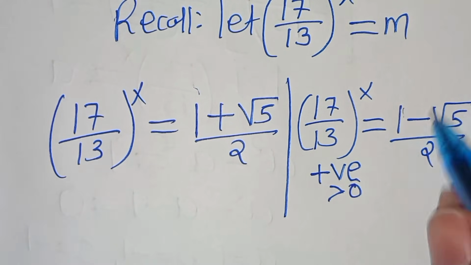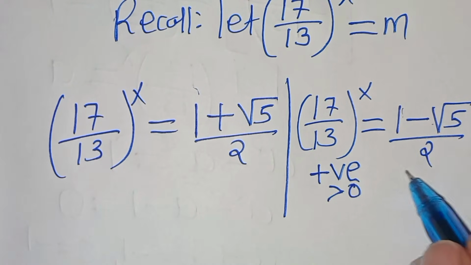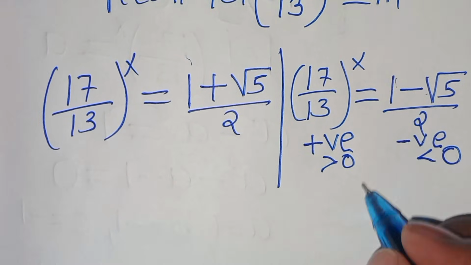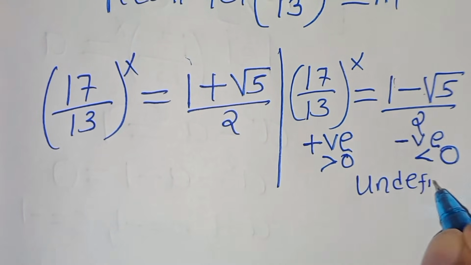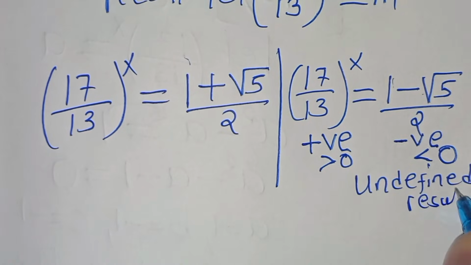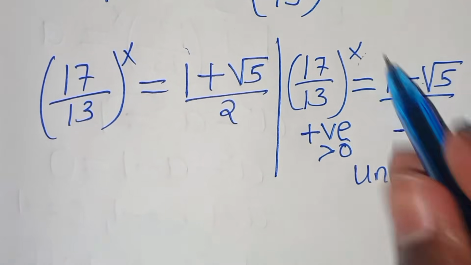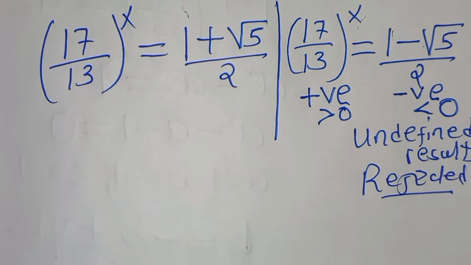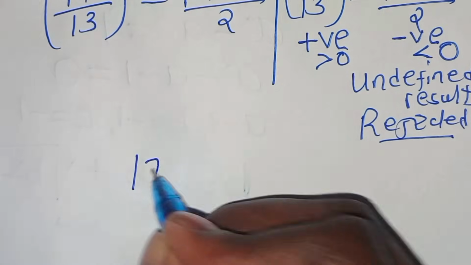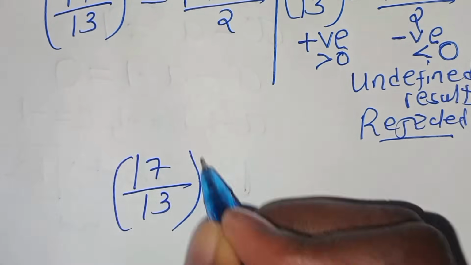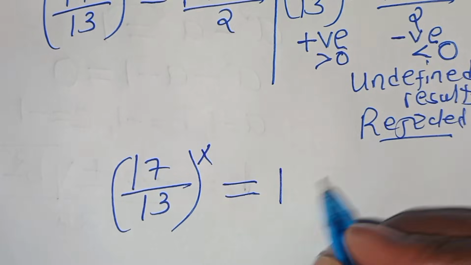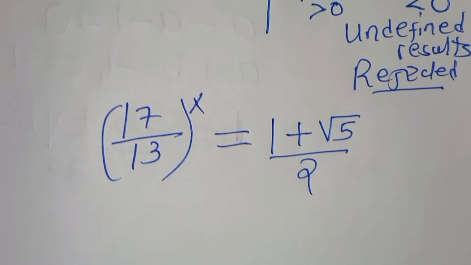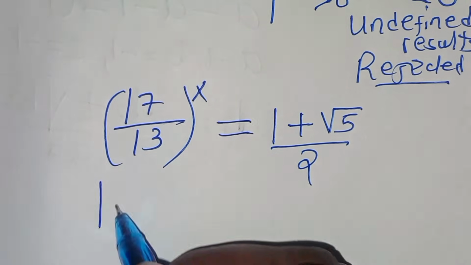We have also 1 minus square root of 5 over 2. This will give us a negative value, which is less than 0, which is not possible in this case. Here we have an undefined result. So in case 2 here, this is rejected. Now, let's focus on case 1, which is 17 over 13 to the power of x. This is equal to 1 plus square root of 5 over 2. To solve for x here, let's introduce logarithm on both sides.